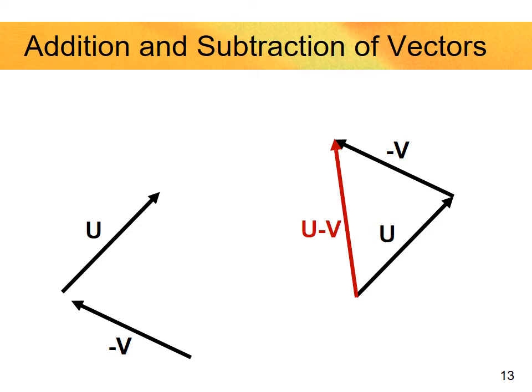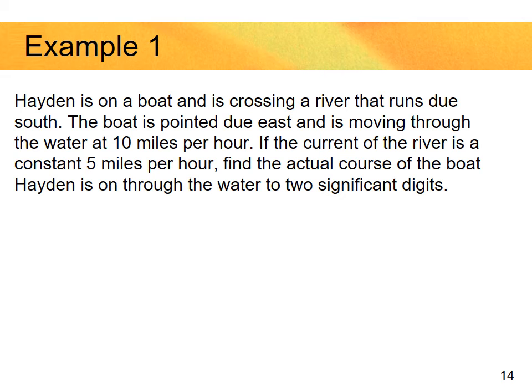All right, let's get to some example problems here. Hayden is on a boat. Did not know you owned a boat. That's cool. And is crossing a river that runs due south. The boat is pointed due east and is moving through the water at 10 miles per hour. The current of the river is a constant 5 miles per hour. Find the actual course of the boat.